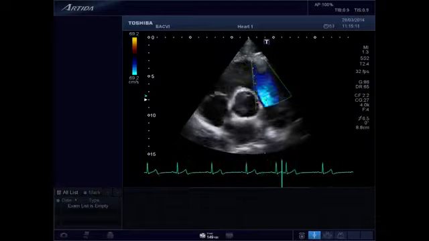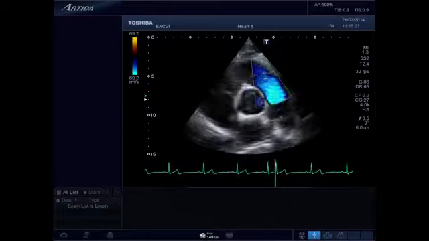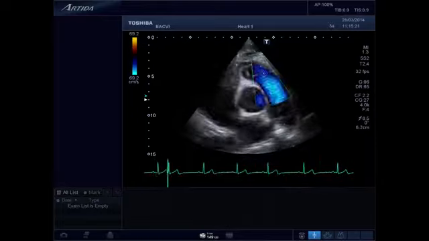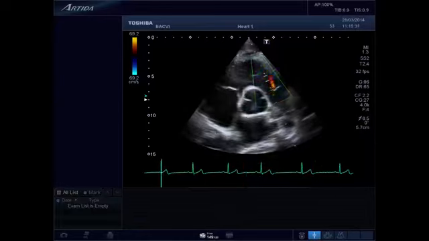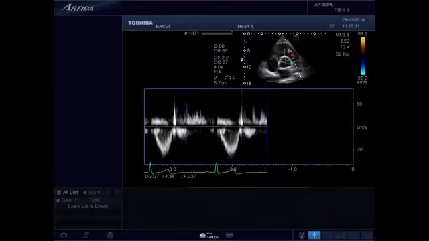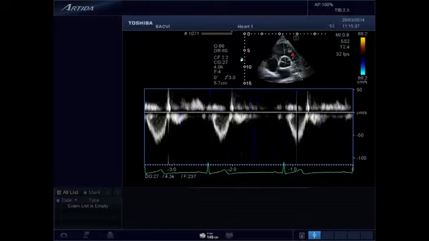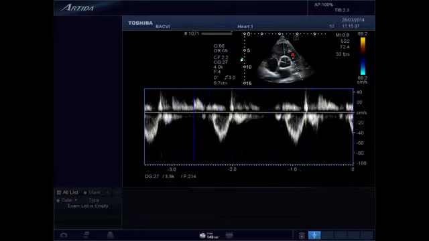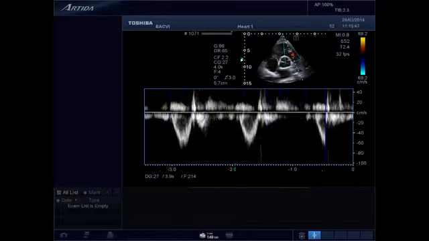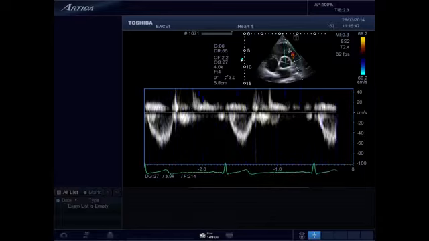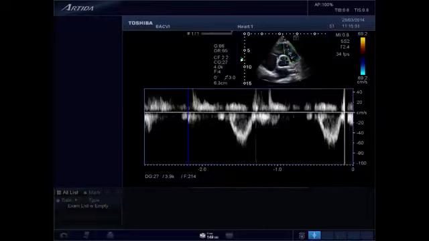And I will try now to assess the right ventricular outflow. So I will take the cursor and try to put the sample just behind the pulmonary cusp and try to have the pulse Doppler in the right ventricular outflow tract. So of course I will adjust the baseline and the scale. I can adapt also the speed. I will try to check if I am still in the good position, adjust again, and then go back.